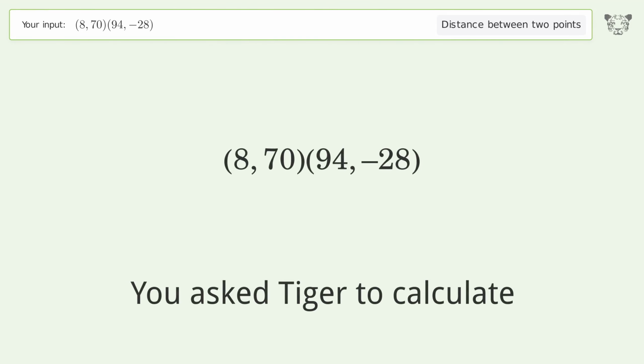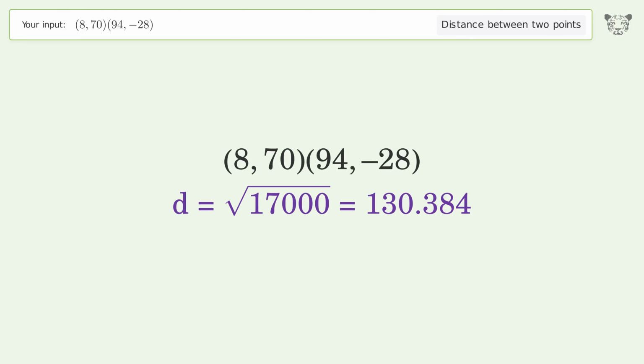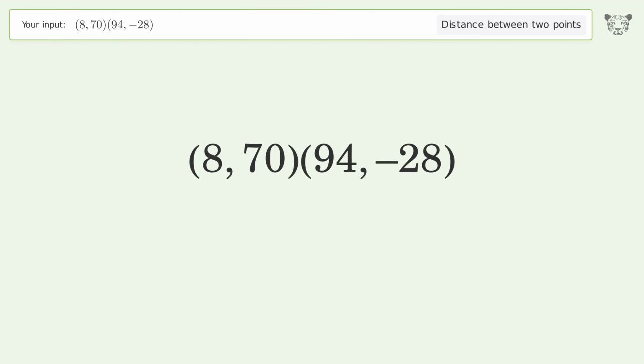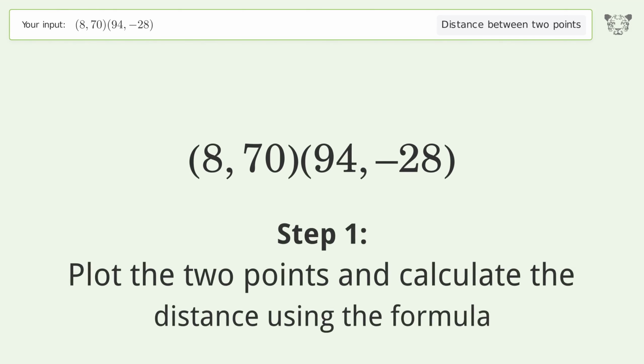You ask Tiger to calculate. This deals with the distance between 2 points. The distance between the 2 points is the square root of 17,000 or 130.384. Let's solve it step by step. Plot the 2 points and calculate the distance using the formula.